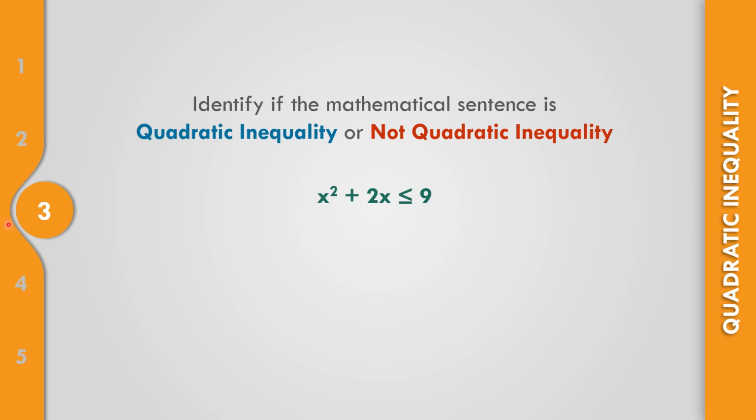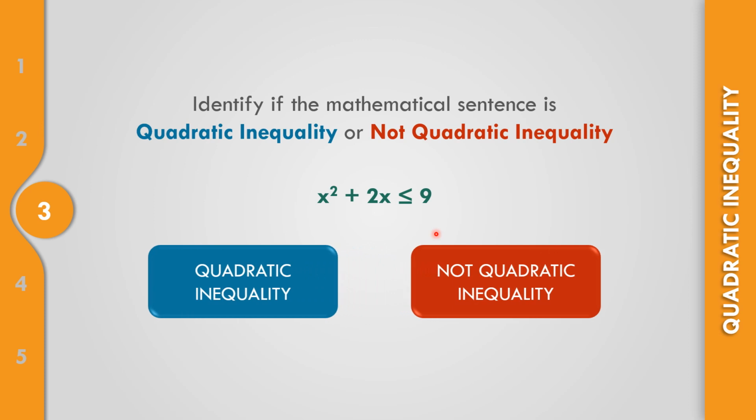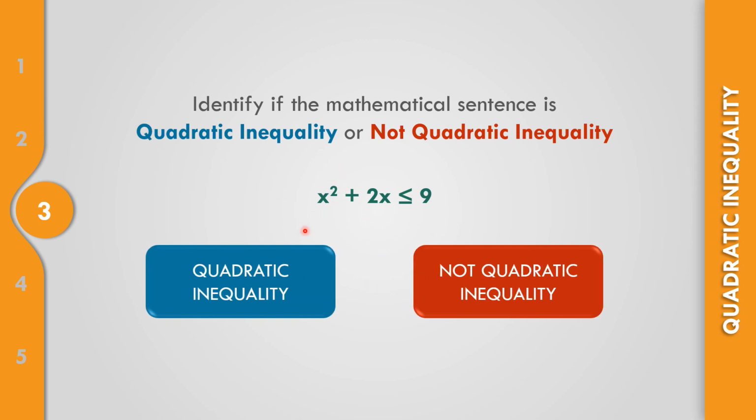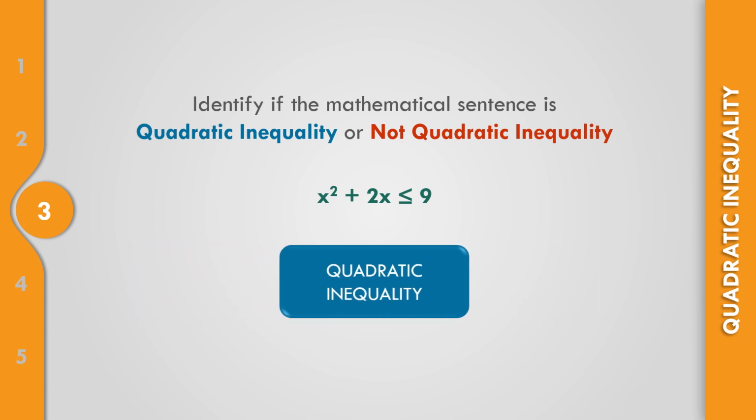How about example number 3? x squared plus 2x less than or equal to 9. First, we need to identify the highest degree. The highest degree is 2. Afterwards, let us identify the symbol. The symbol is not only equal but less than or equal. So this means that the example is a quadratic inequality.